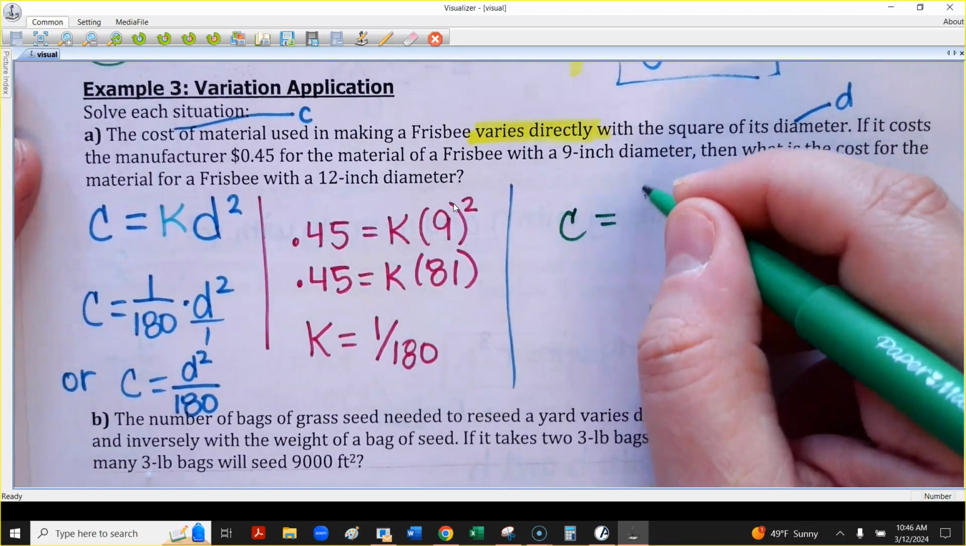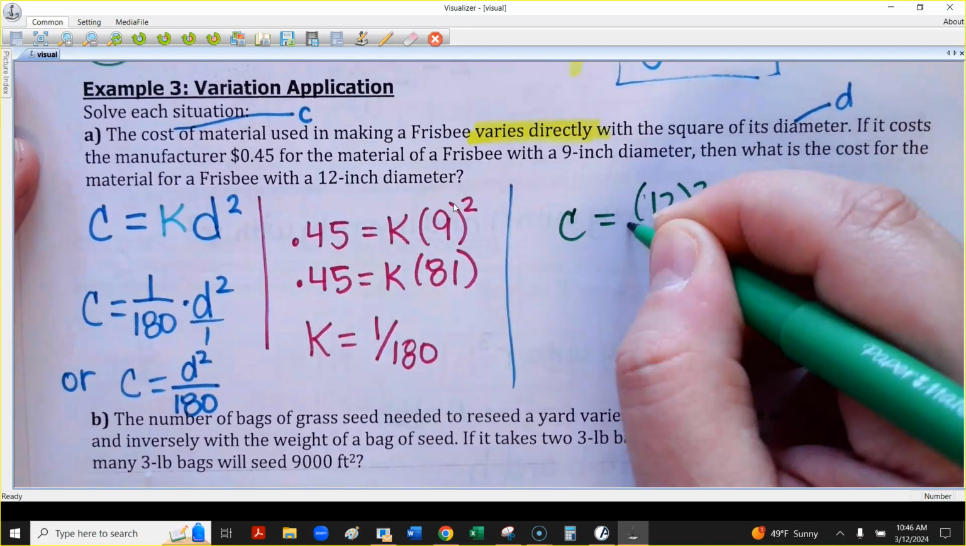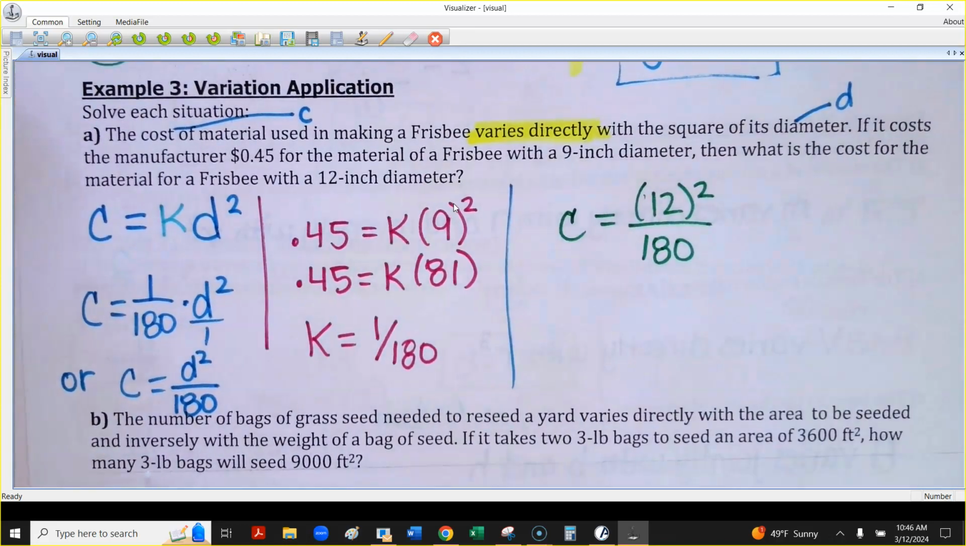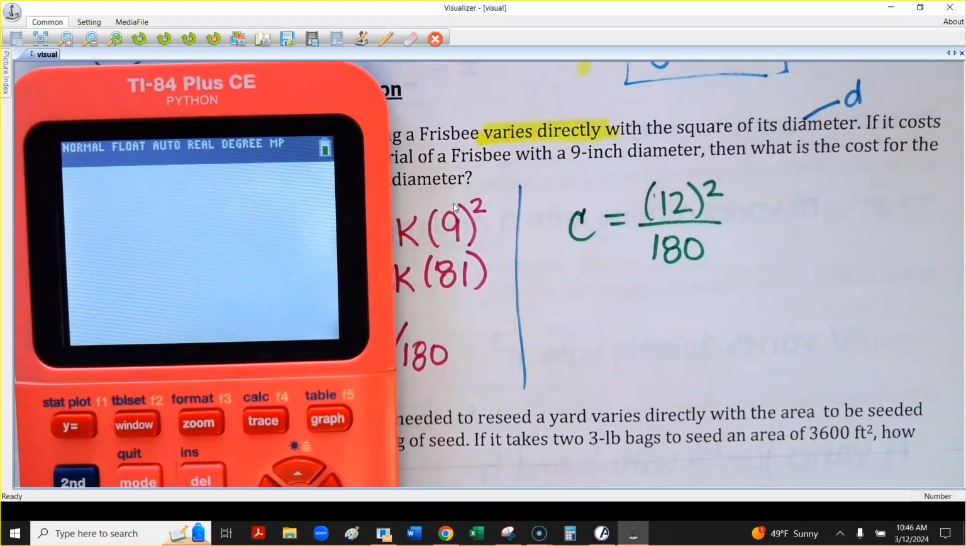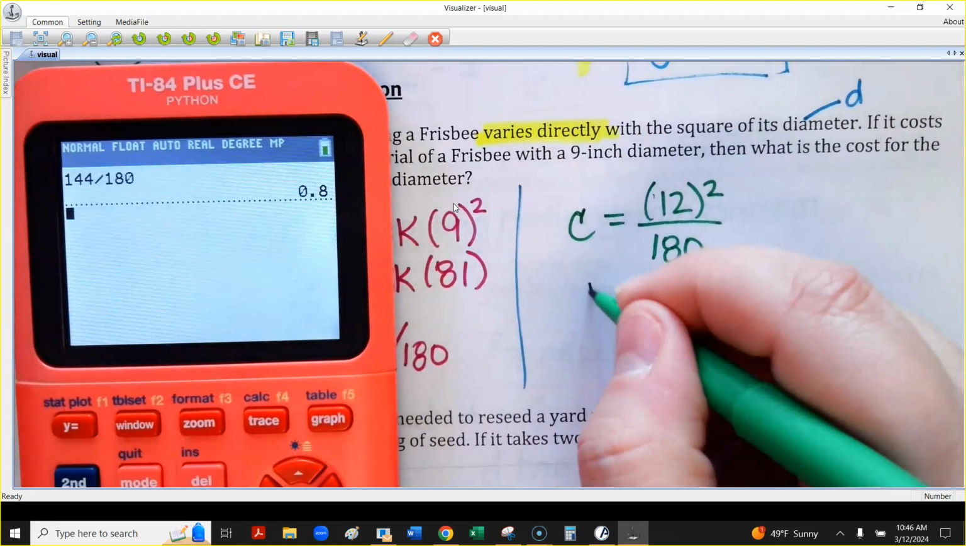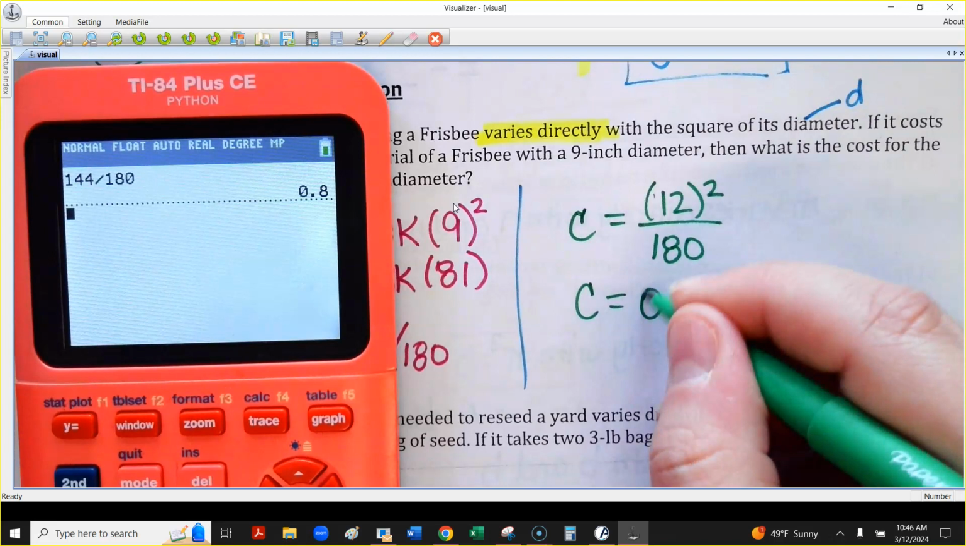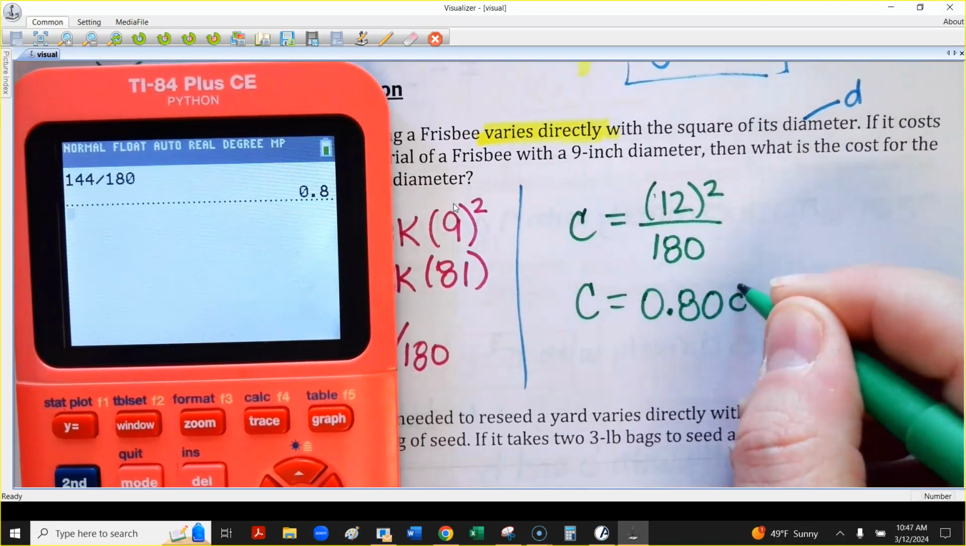So the diameter squared would go on the top, and the 180 would go on the bottom to figure out the cost here. Or you could do 1 over 180 times 12 squared. Either way, we're going to do 144 divided by 180 to get this answer. So the cost here then would be 80 cents for every Frisbee we make.